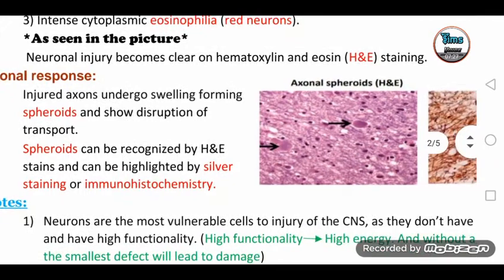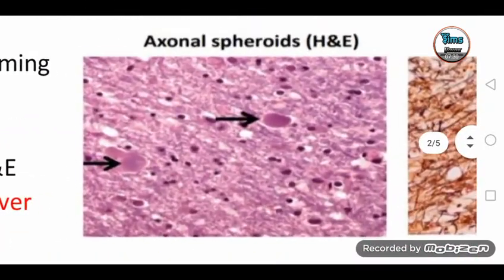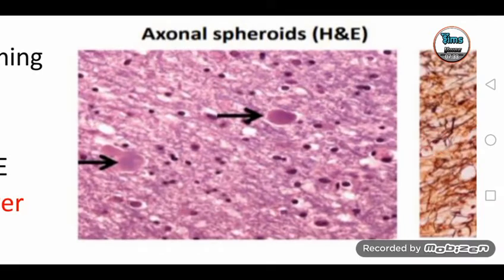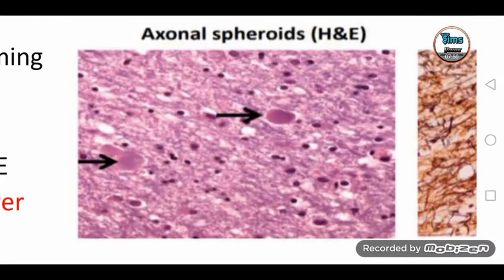So it first of all swells, and then coils around itself, forming spheres that look like a big circle under the microscope. Okay, these circles or spheres are called axonal spheroids. Okay, so this microscopic picture is taken using the H&E stain.